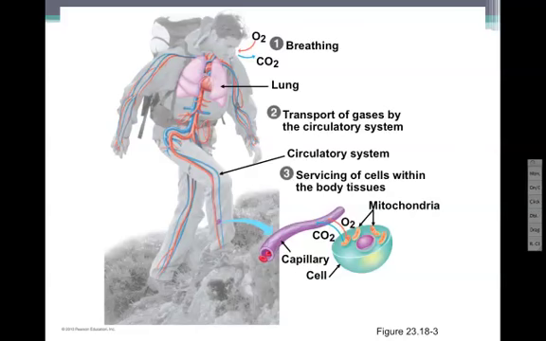Two, the transport of the gases by the circulatory system. And then three, the cells are getting what they need, the O2 and the CO2. So we've got to look at all three of those pieces, and we'll look at each one individually to see how the final exchange occurs at the cell level.